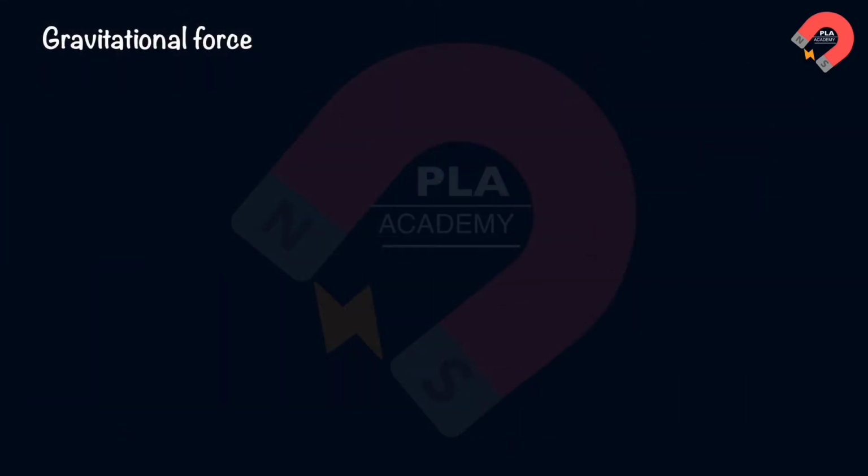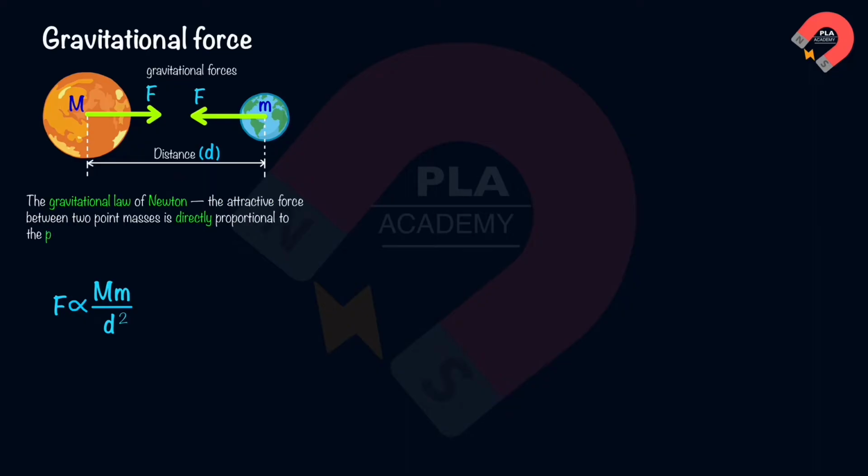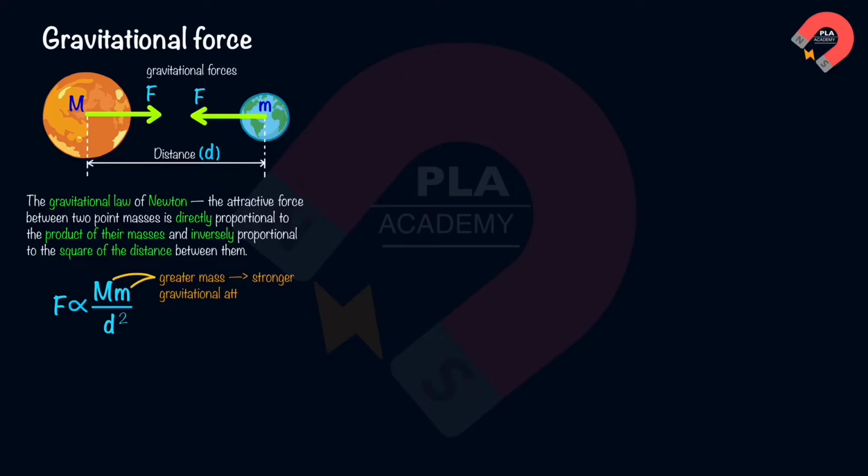Gravitational force. There is a gravitational attractive force between all objects with mass. Newton's law of gravitation states that the attractive force between two masses is directly proportional to the product of their masses and inversely proportional to the square of the distance between them. The greater the mass of each object, the stronger the gravitational attraction between them. The closer the objects are, the stronger the gravitational attraction between them. The further apart the objects are, the weaker the gravitational attraction.